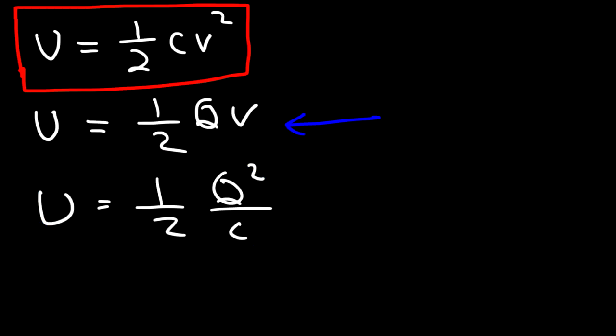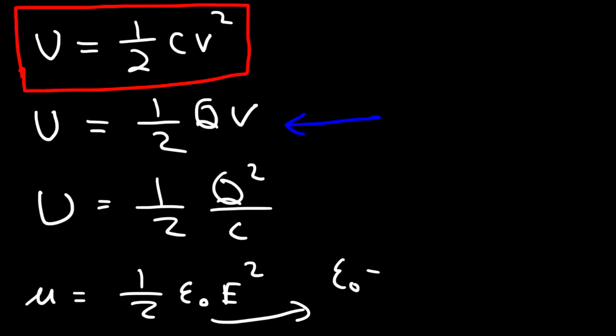The last equation that you need to know is the energy density stored in the electric field of a capacitor. And it's basically the energy stored divided by the volume. And it simplifies to this equation. So it's 1/2 times the permittivity of free space times the square of the electric field inside the capacitor. And this constant is equal to 8.85 times 10 to the negative 12.